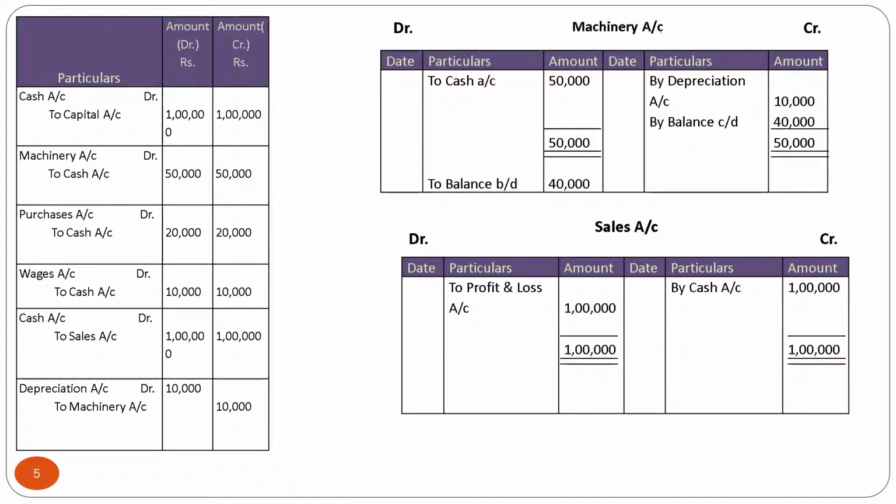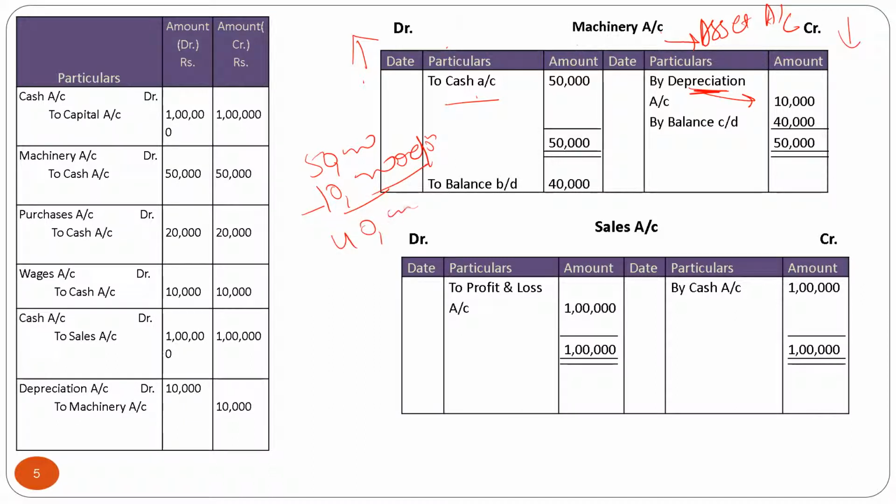Next we have the machinery. Don't forget that machinery is a type of asset account. Asset account debit to the cash account. Here my machinery is increasing. The value of the machinery is going down due to the 10,000 depreciation. So if out of 50,000 I have charged 10,000 depreciation, then the remaining balance is 40,000. So I will write balance CD here 40,000, and next year this balance CD will become balance BD, meaning balance carried down will become the balance brought down. In the trial balance, we will write this amount.